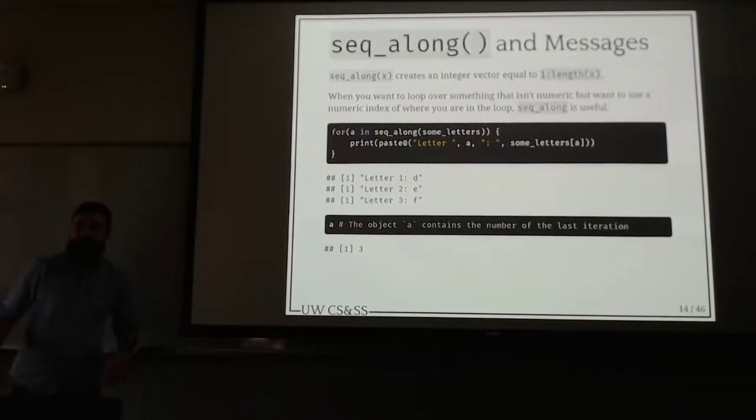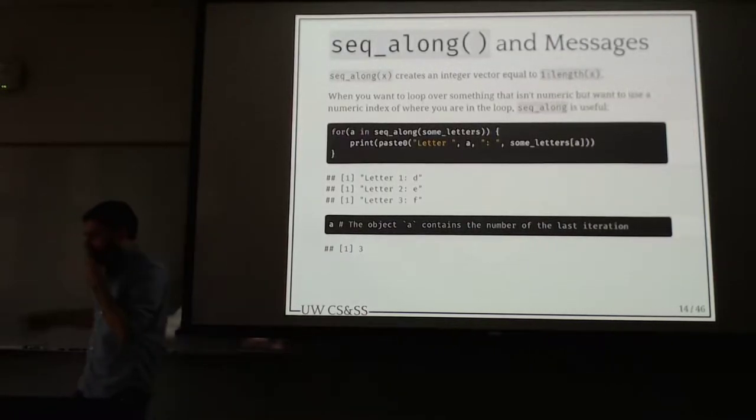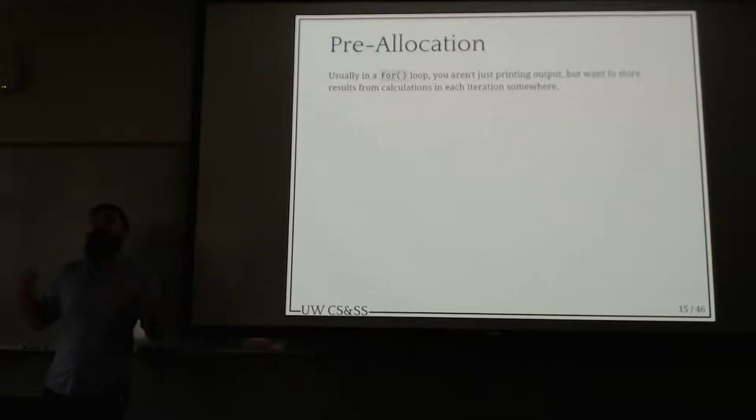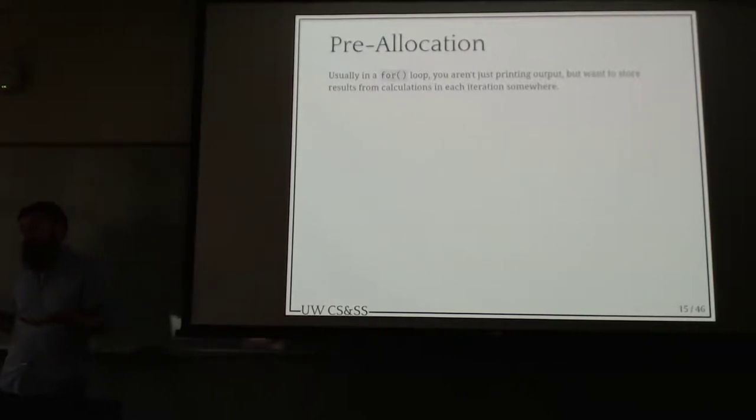Okay. Well, actually, are there any other questions on this? How this voodoo magic is working? No. Good. Okay. So, usually when you're using a for loop, you aren't just printing output. These examples I did here are printing output to show how it's working live. Normally, what you want to do is run some sort of calculation once for each iteration that we're going to do. Normally, we want to store the output from those calculations somewhere. To do that, we need to pre-allocate somewhere to put that stuff.